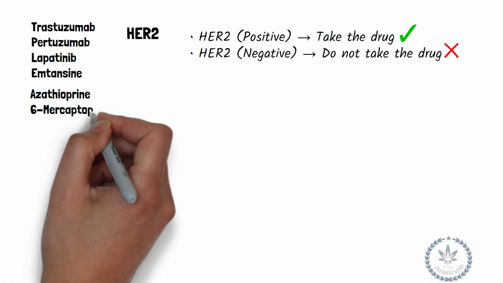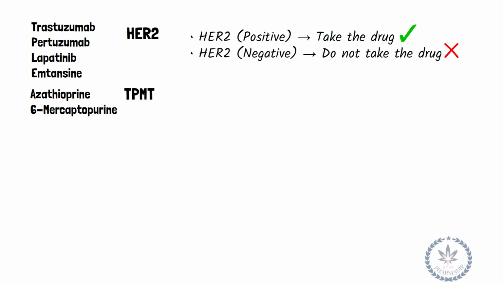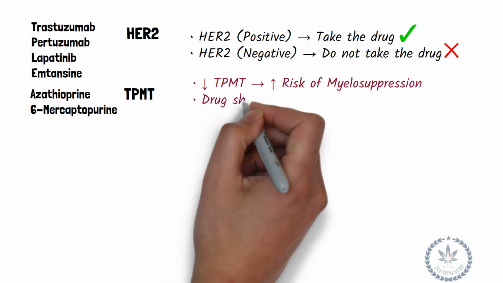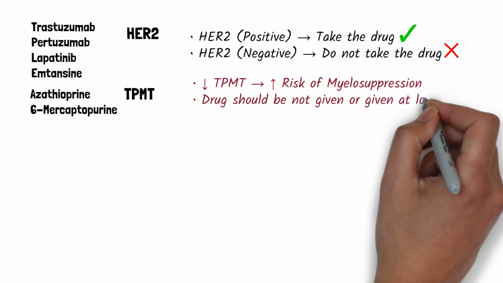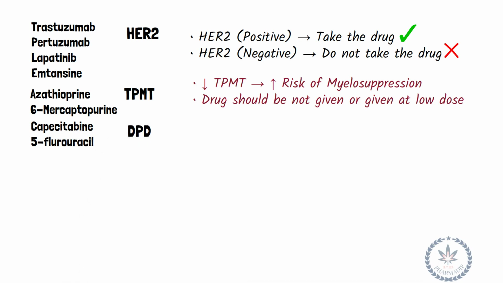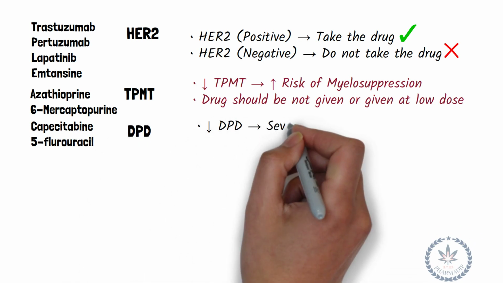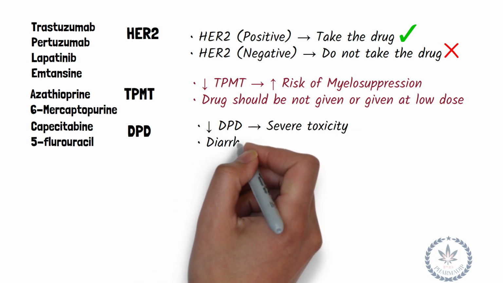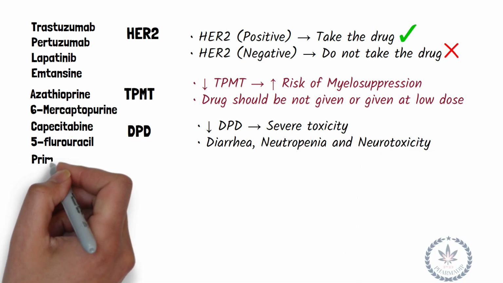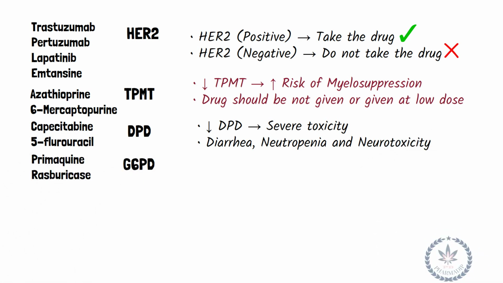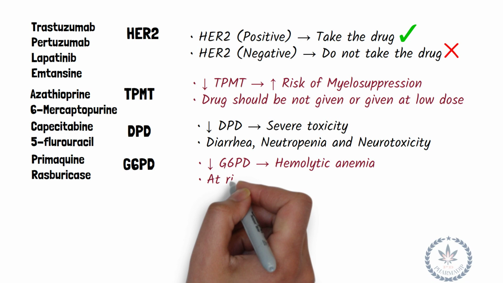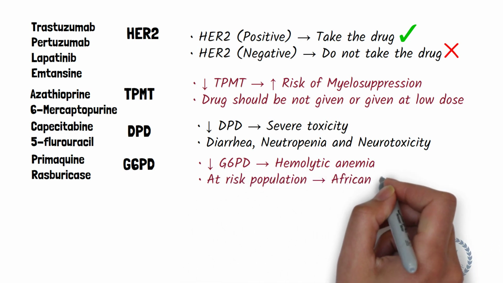Azathioprine and 6-mercaptopurine require the TPMT enzyme. In individuals with reduced TPMT, there is increased risk of myelosuppression. The drug should not be given or given at a low dose. Capecitabine and 5-fluorouracil: DPD gene. Reduced DPD leads to severe toxicity of these two drugs, such as diarrhea, neutropenia, and neurotoxicity. For primaquine and rasburicase, G6PD gene. In individuals with reduced G6PD, there is risk of hemolytic anemia. The at-risk population is African and Mediterranean.